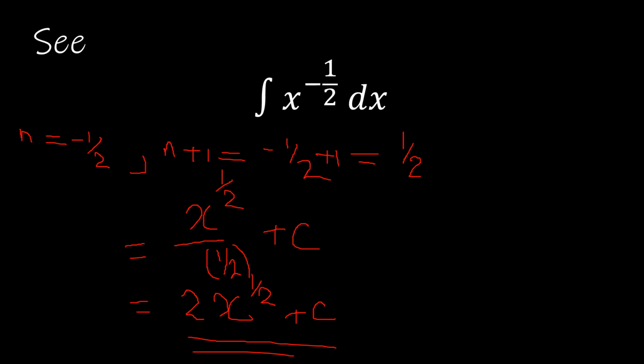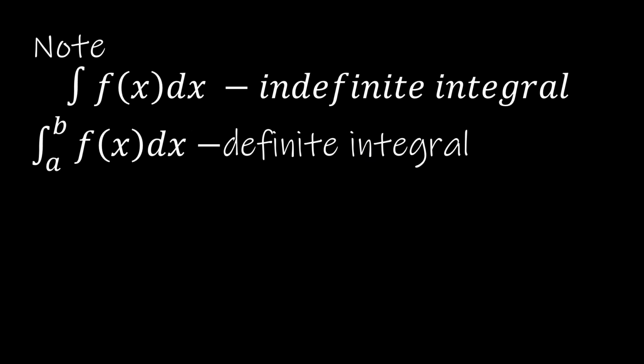Okay, we have to note something here, that we have two types of integrals. We have what we call indefinite integral, and we have what we call definite integral. If your integral is open, then you see this one is indefinite. But if it is closed to a given interval, like an interval a and b, then we say that integral is a definite integral. Kindly note that.